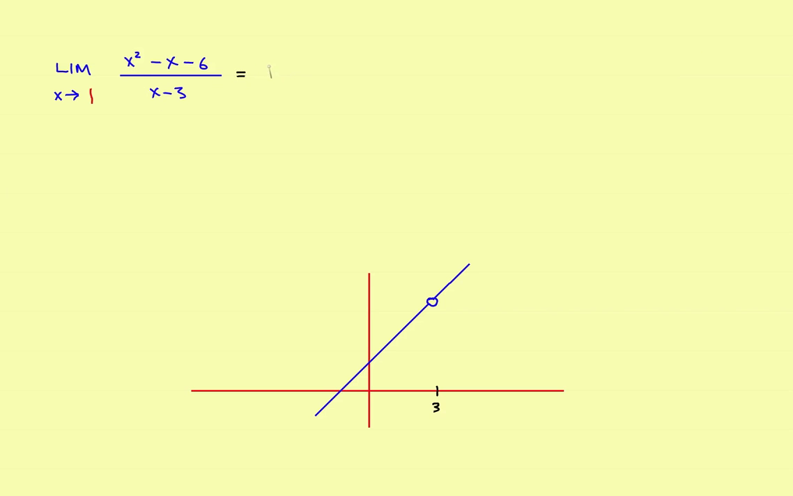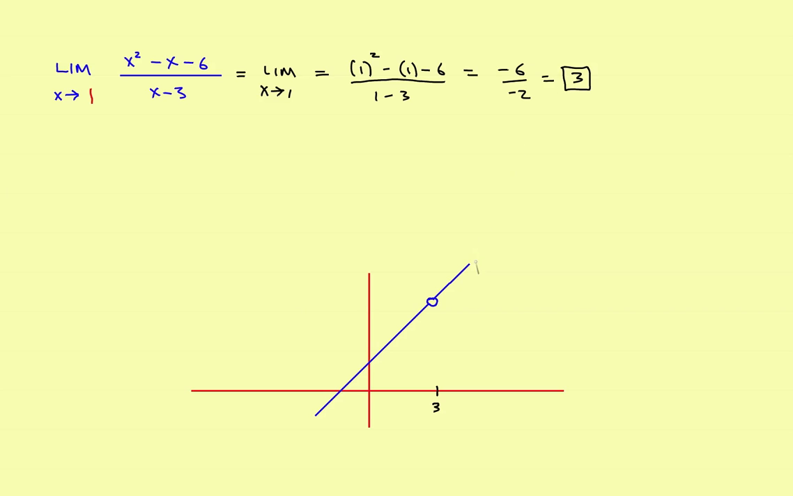So what we'll have is the limit as x approaches 1, and actually just go ahead and plug in a 1 to this entire thing. So everywhere you've got an x, plug in a 1. So minus 1 minus 6 divided by 1 minus 3. Now what that'll give you is 1 minus 1 would cancel out, and that's going to give you a negative 6 over a negative 2, which would be equal to 3. So that's going to be the limit.